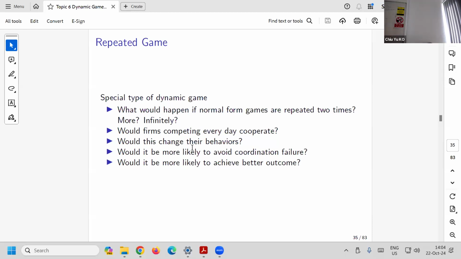Now, next I want to talk about a special type of dynamic game. The first question is, do we get the same outcome if we repeat the game twice? So I ask the players to play the same game twice. And would it change if we change to infinitely many? Are finitely many and infinitely many the same? It turns out to be very different. As a hint, we learned that in the Bertrand model, even with only two firms, they compete in price, which is very normal.